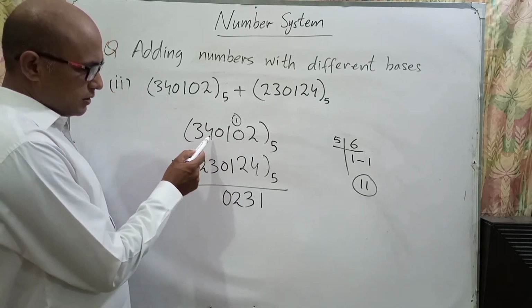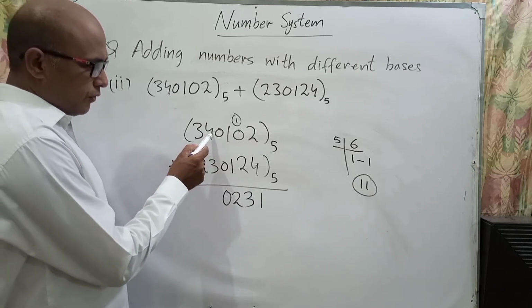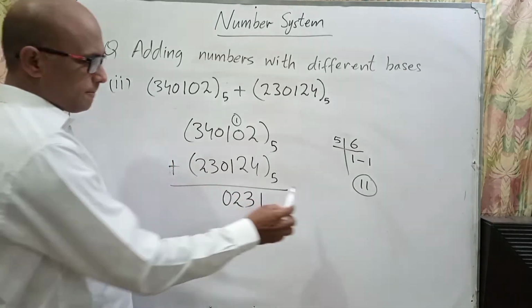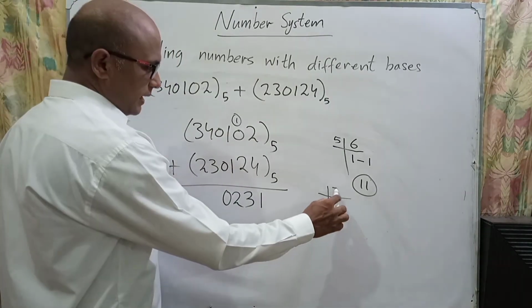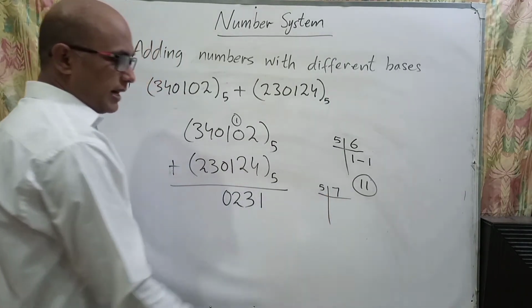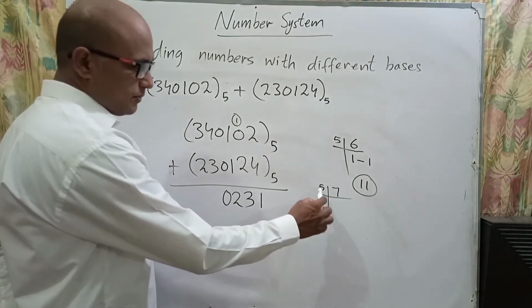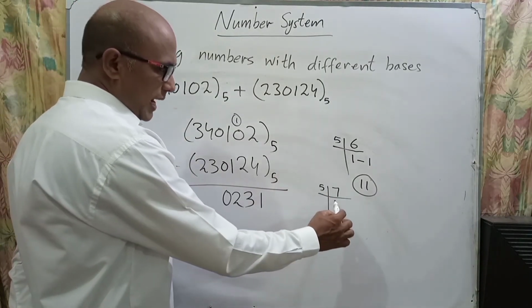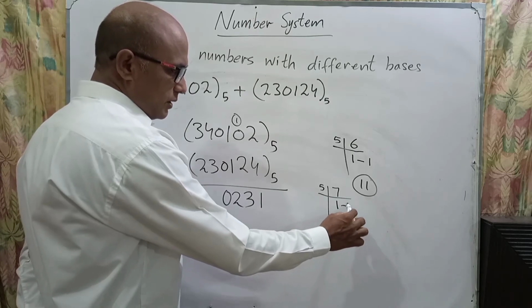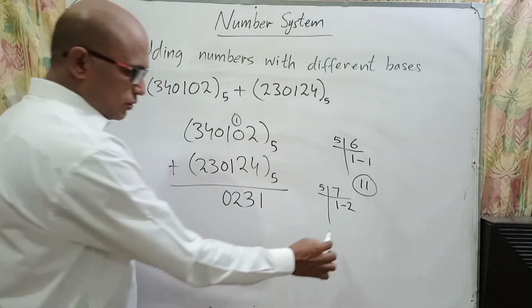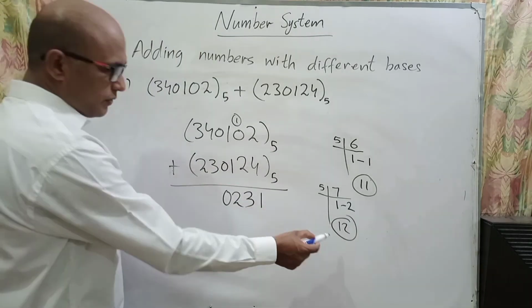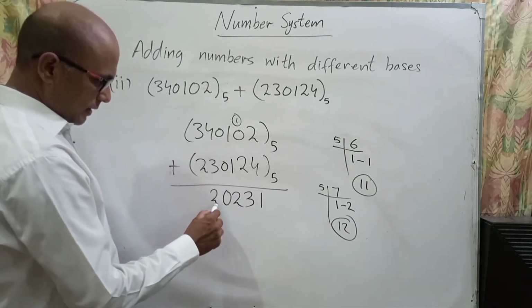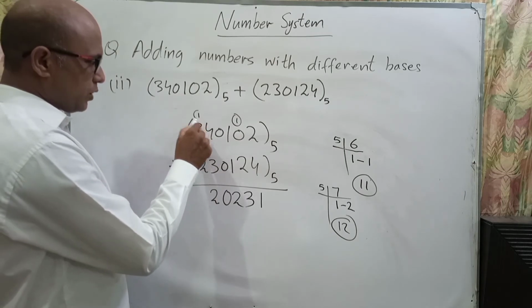And let's do the next addition. 4 plus 3 is 7. 7 is greater than 5, so we'll find its LCM, dividing it with 5, the base number. 5 ones are 5, 2 is the remainder, so we have got 12. We'll write 2 of this 12, and 1 will be carried over.